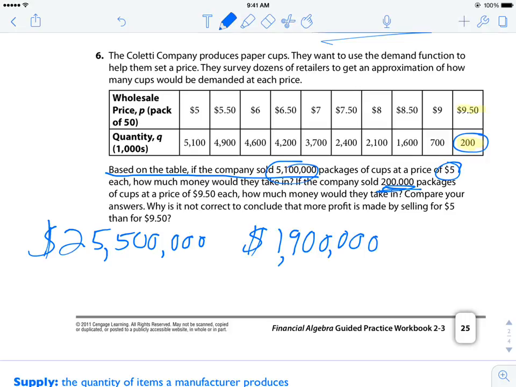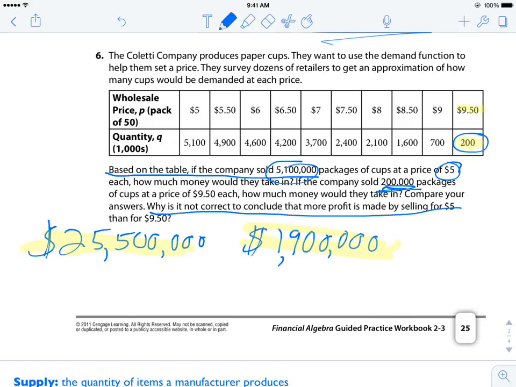The question though is, why is it not correct to conclude that more profit is made by selling for $5 than for $9.50? What makes it that this isn't necessarily going to produce more profit than this? Giving you a little time to think here if you didn't figure it out already. We have to remember a couple things, but most specifically, we have to remember that we're making significantly fewer items down here when we use the 200,000.